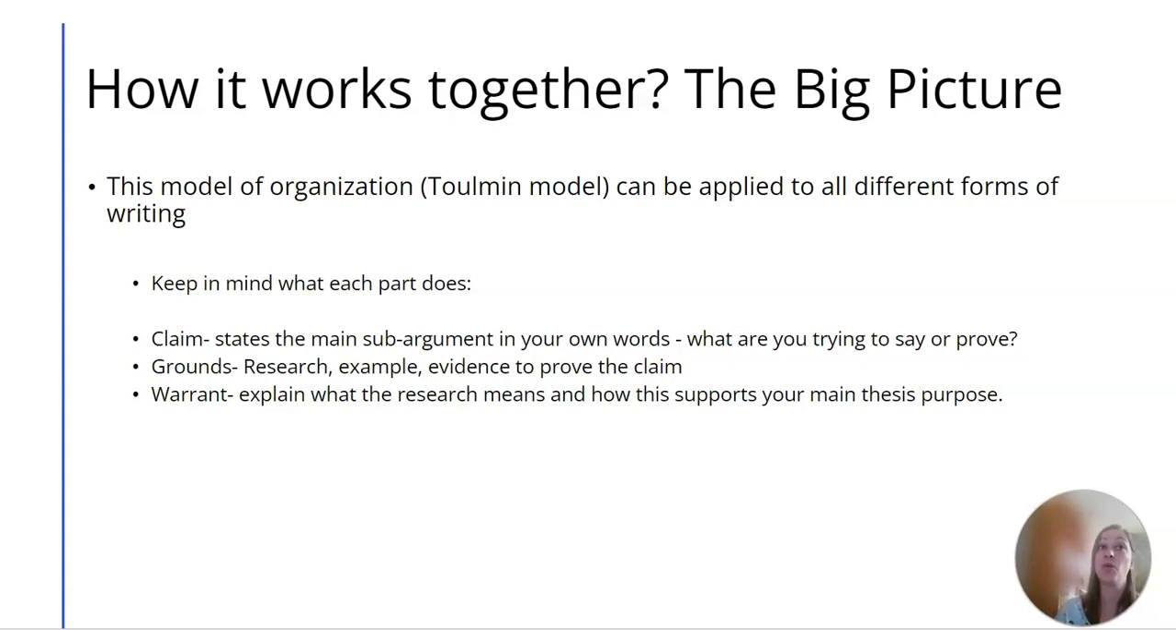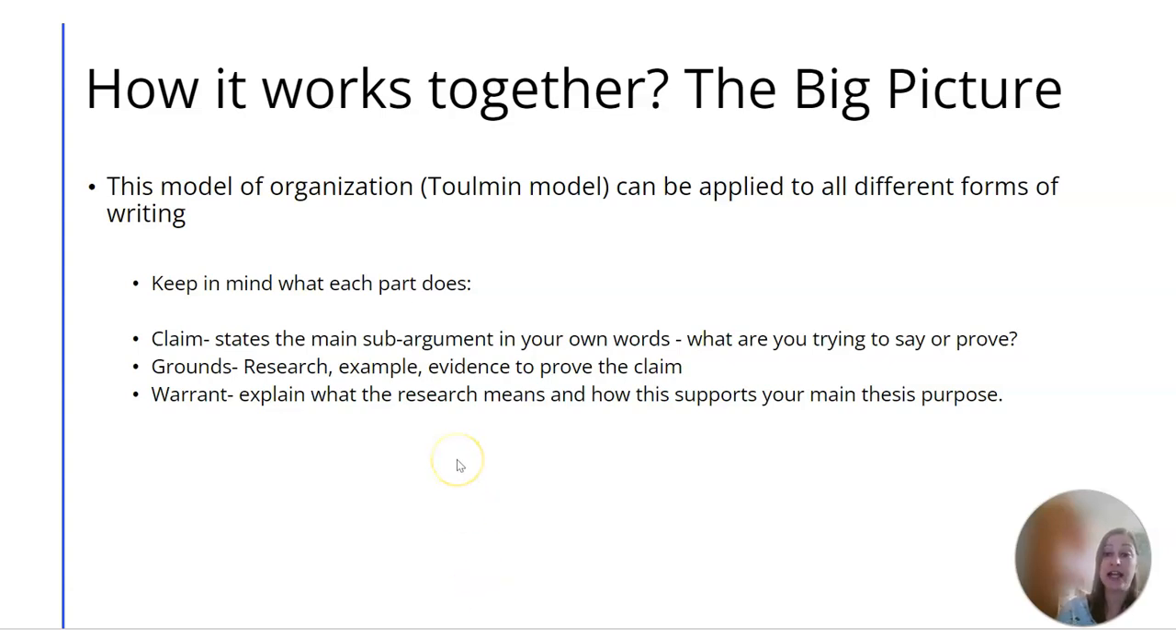Then you move into the warrant. What does this example mean? Especially when we're using research, we want to make sure that we're explaining that research. Think about reading a whole book and then you just pull a sentence out of that book as your grounds. You're really taking that out of context. So it's important to have the warrant where you're explaining that research. How does that support your topic sentence and your thesis statement?